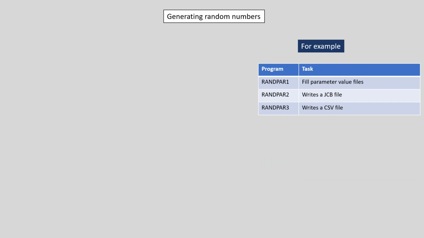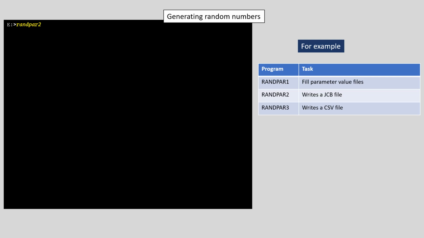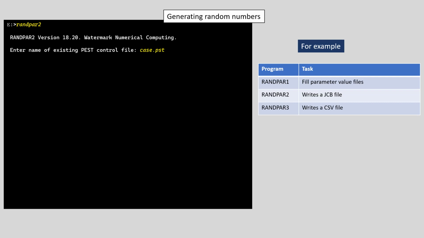Random number generation. There are a number of utilities from the PEST suite which generate random realizations of parameters. The randpar suite is amongst those utilities that generate random numbers. Let's look at randpar2. To run randpar2, you type its name at the screen prompt.